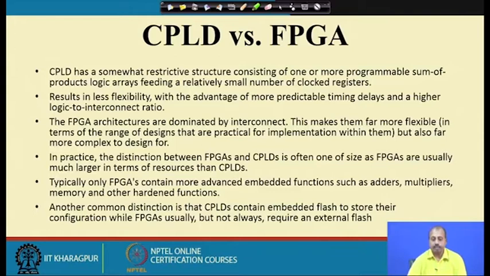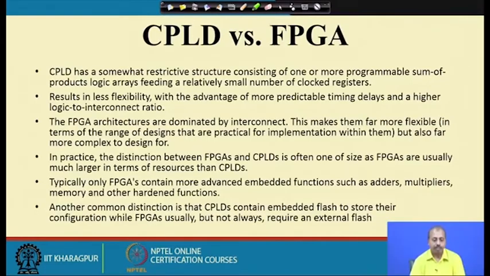So, as a result the timing delays are predictable, and a higher logic to interconnect ratio means there are more logic elements compared to interconnect. So, it is likely that we can push more logic gates onto the CPLD structure. On the other hand, FPGA architectures are dominated by interconnect. So, they have a large number of interconnects, so that you can establish connections between logic elements and flip flops very easily, which is not the case for CPLD.